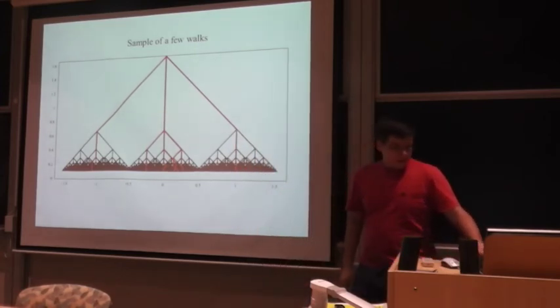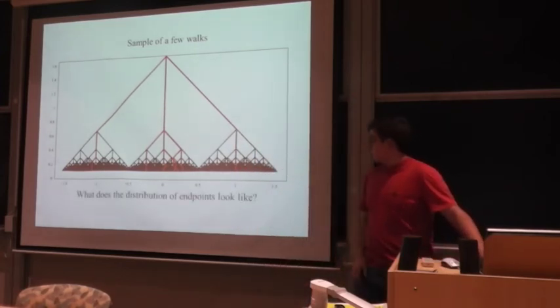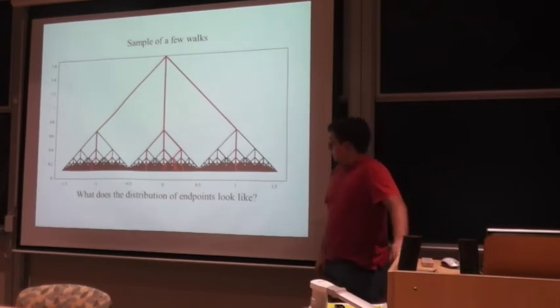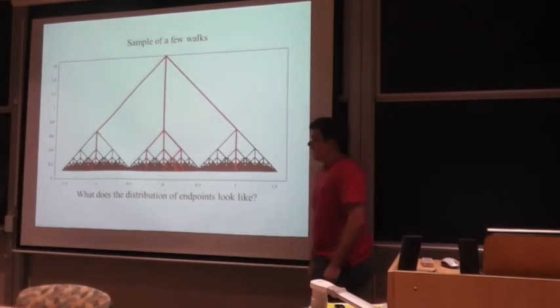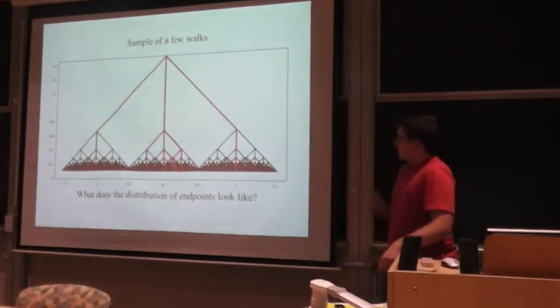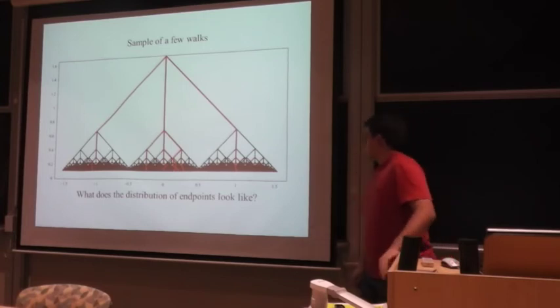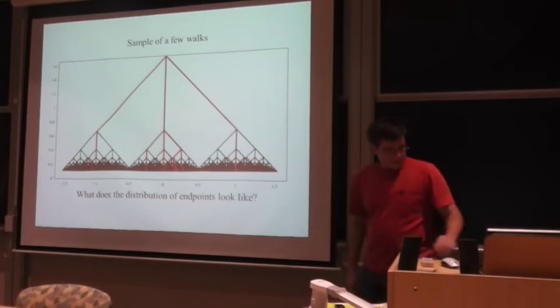So now that we have all these different walks, what does the distribution of the endpoints look like on this interval? And when we put this into Maple, we did all this in Maple, what I saw actually was very interesting, and it looks like this.